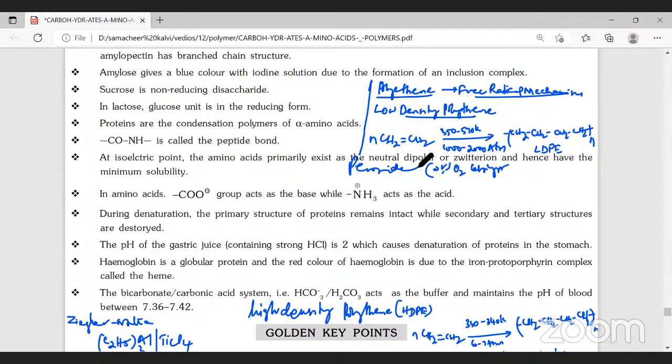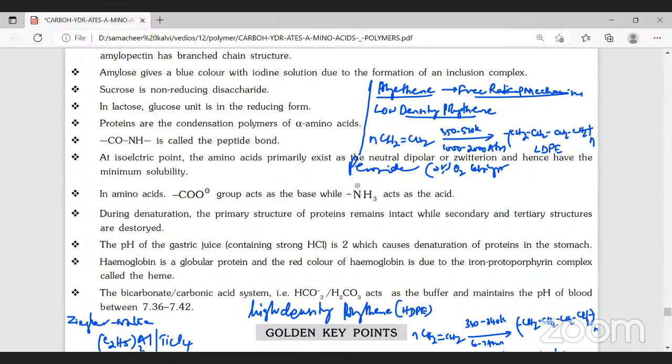This low density polythene is a transparent polymer of moderate tensile strength, flexible and tough. High density polythene is tougher and harder and has a higher softening temperature. And they'll ask you the difference between high density polythene and low density polythene.